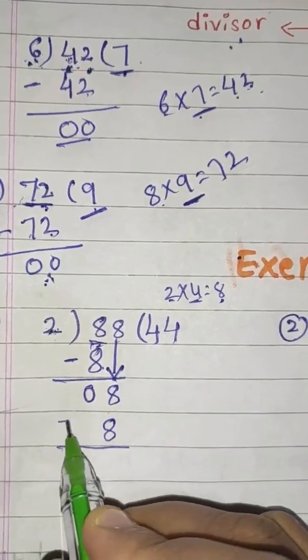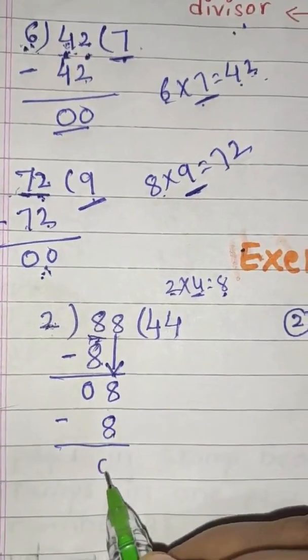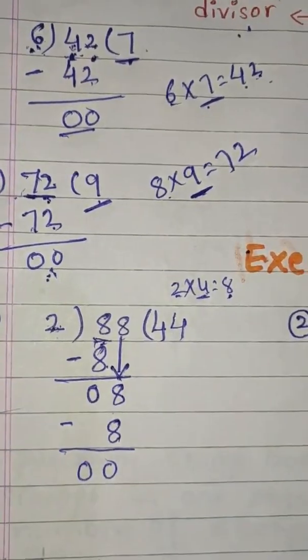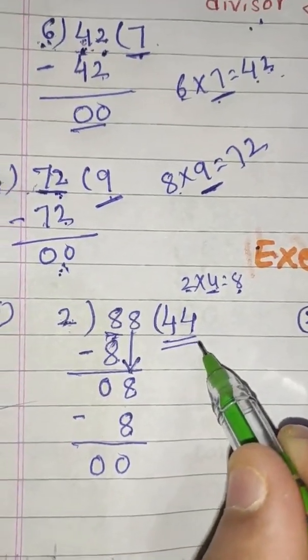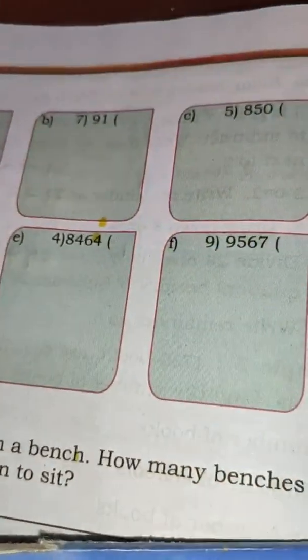Okay. So let's subtract it. 8 minus 8 is 0. So what is the quotient here? 44. Understood? Now let's take another example here.